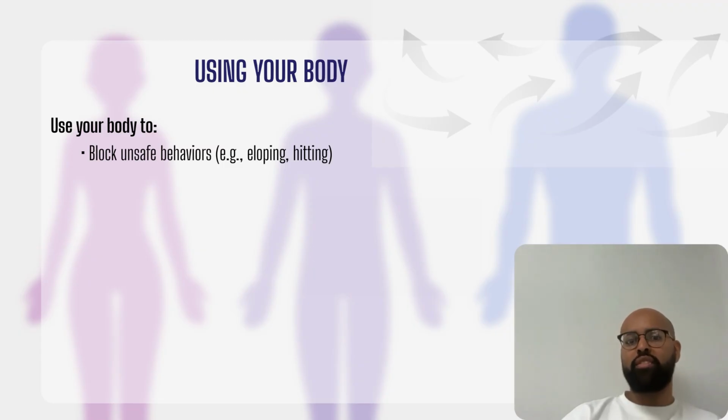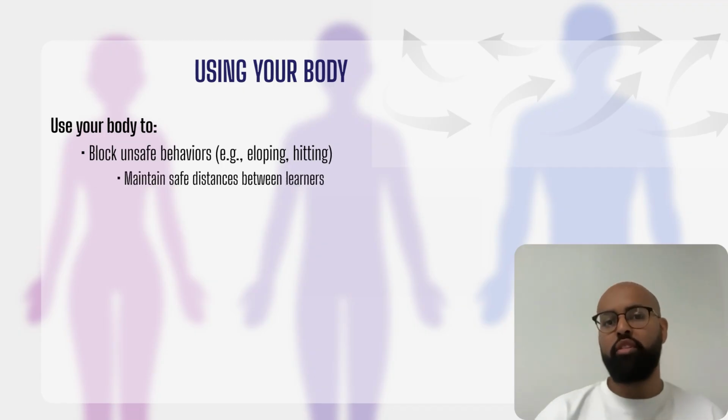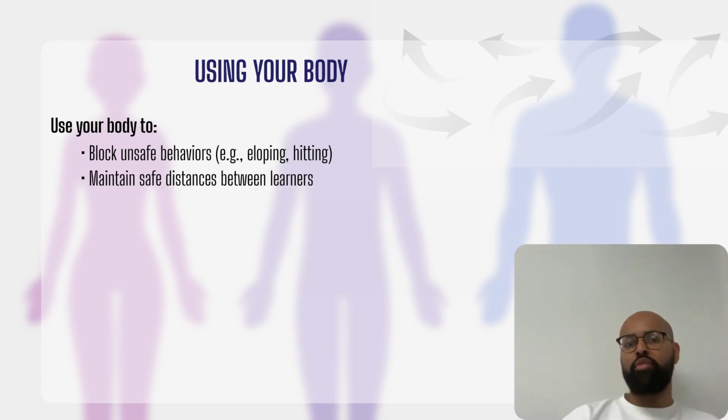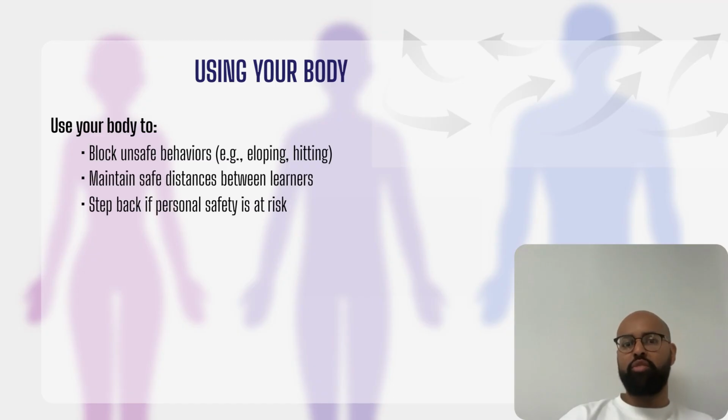If a learner is attempting to hit another person or even the practitioner, use your body to block the hit without reacting aggressively. When two learners are struggling to get along, position your body between them to help maintain a safe distance. This ensures both learners stay safe and calm. And if you ever feel that your own safety is at risk, remember, it's okay to step back. Protecting yourself is just as important.